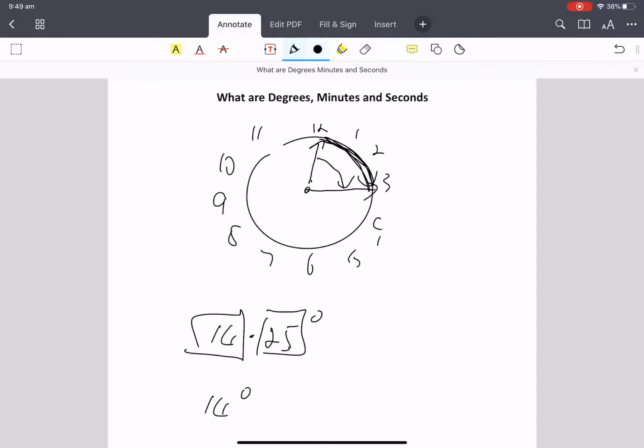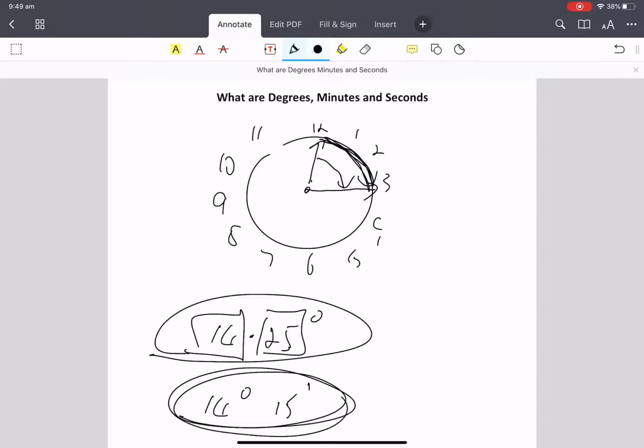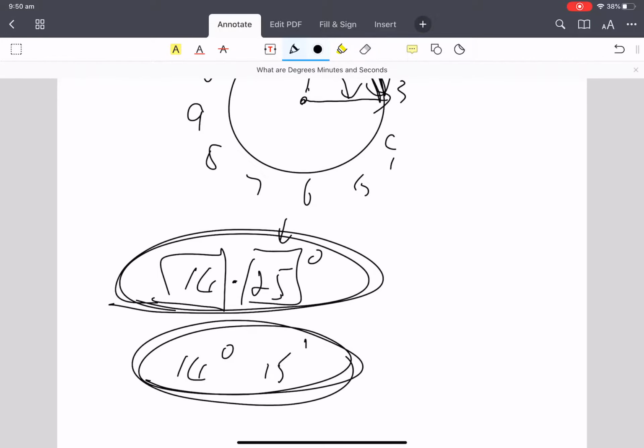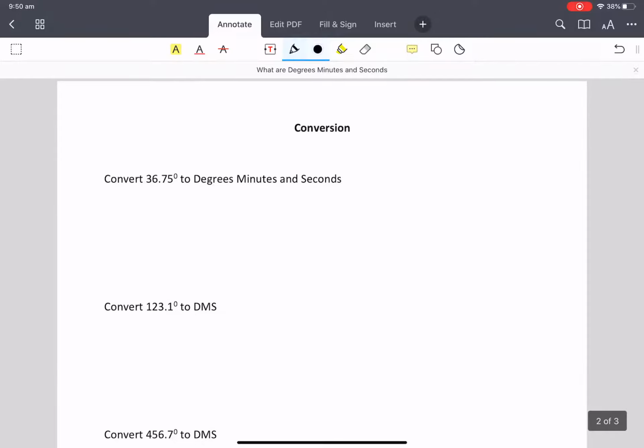So 14.25 degrees is the same as 14 degrees and 15 minutes. So those two circles, that and that, represent the same angle of 14.25. This 0.25 being how far around the clock have I gone. Let's not dwell on it too much. Let's just get to some examples.